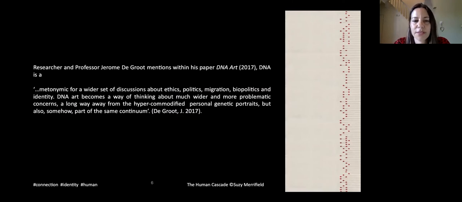Researcher and Professor Jerome de Groot mentions within his paper, DNA Art, that DNA is a metonymic for a wider set of discussions about ethics, politics, migration, biopolitics, and identity. DNA art becomes a way of thinking about much wider and more problematic concerns, a long way away from the hyper-commodified personal genetic portraits, but also somehow part of the same continuum.